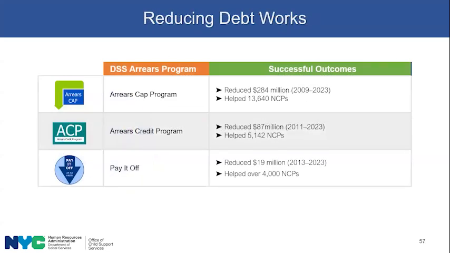These programs work. Arrears cap has reduced $284 million since 2009 and helped over 13,000 NCPs. Arrears credit: $87 million since 2011, helping over 5,000 NCPs. Pay It Off reduced $19 million and helped over 4,000 NCPs. So these programs work. Again, they're only available in New York City. Next slide.